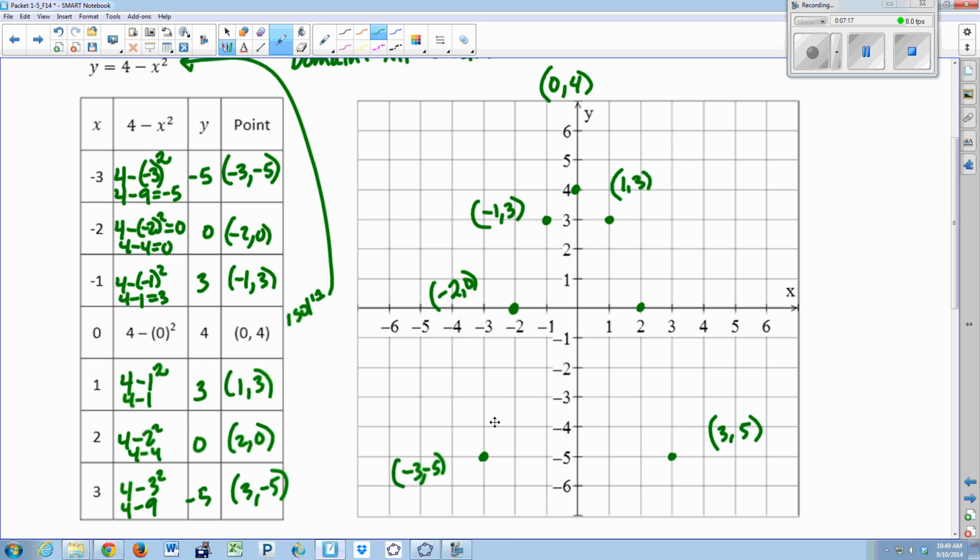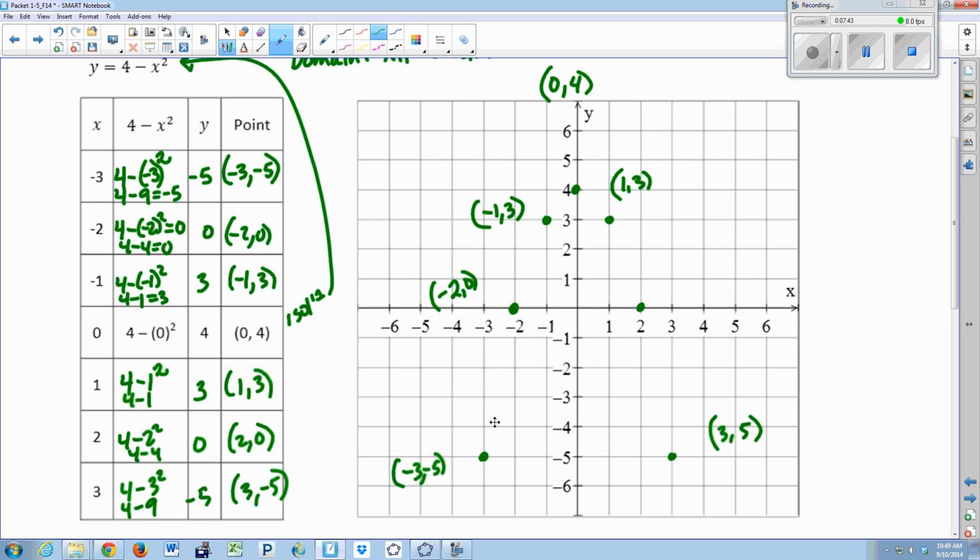Okay. So right now, if you have never had an experience with connecting these points, you might connect them with straight lines because you don't know. But these aren't straight lines between these points. In other words, as you go from -3, -5 to -2, 0, it doesn't go up at a constant rate. You know that a parabola is this kind of smooth, curvy looking thing. So just do your best.